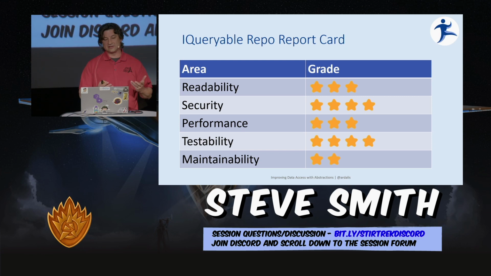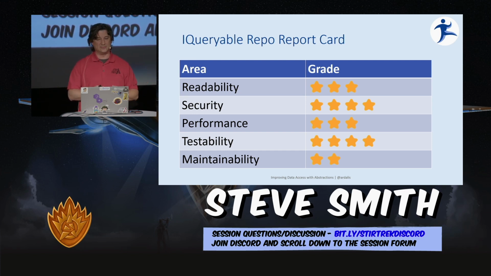All right, so looking at the report card for this, right? We still have good readability, except that the code might be in a bunch of different places. Security hasn't really changed. Performance hasn't really changed. Testability is still pretty good. We still have that abstraction that we can use. It is a little harder to fake data coming back that has to be IQueryable. Not a lot, but slightly more. You can't just return a list.